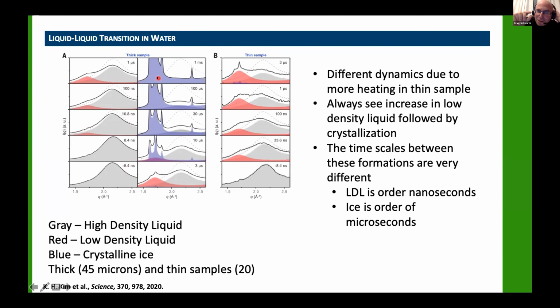But these are very different time scales. You're looking at 3 orders of magnitude here between when the low density liquid and when the ice forms. And this implies strongly that they're separate thermodynamic phases. They also do this, by the way, with the thinner sample, and the time scales are different, but this isn't actually interesting. It's just a function that you can heat the thinner sample more because there's less of it. So it's the same phenomena. There's nothing crazy going on there.